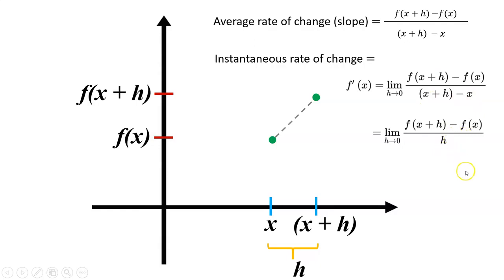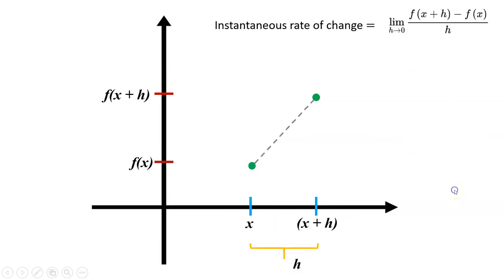So it's really just h in the denominator. Okay, so then why is instantaneous rate of change a limit definition? Why is that? Let's explore that a little further.